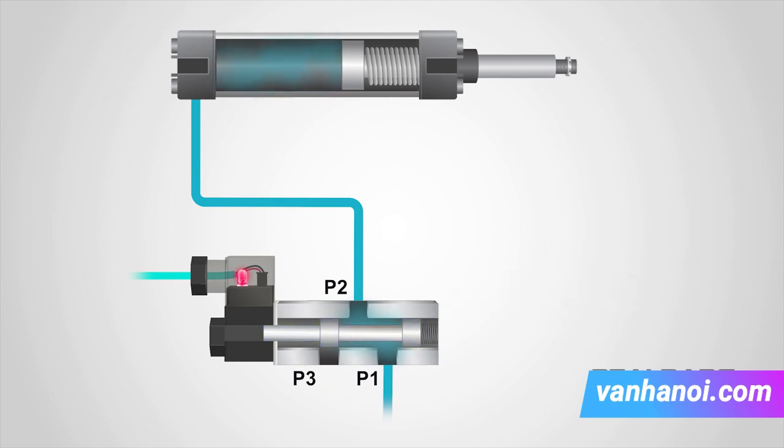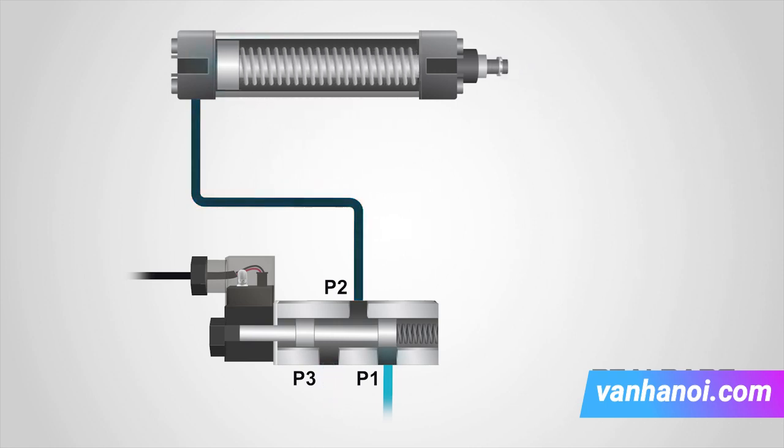The cylinder will remain extended until the spool is moved back to the normal position, either by way of another actuator at the opposite end of the valve or by an internal spring return. In our example, this type of valve would be known as a 3x2 valve because we have 3 ports and 2 spool positions.